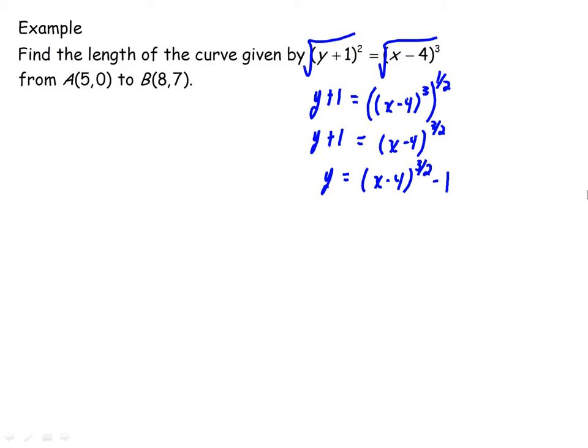And so you have y solved for. And remember, y and f of x are the same thing. Okay, so we have y solved for. So let's look at our formula. In our formula, we know that we're going to need the derivative. So let's go ahead and knock that out, because the formula that we're going to use here is the integral from a to b of the square root of 1 plus f prime of x squared dx. That's the formula that we're going to use.